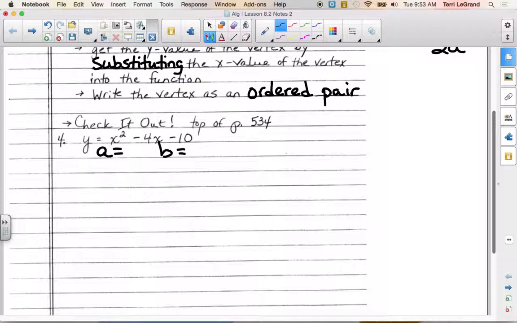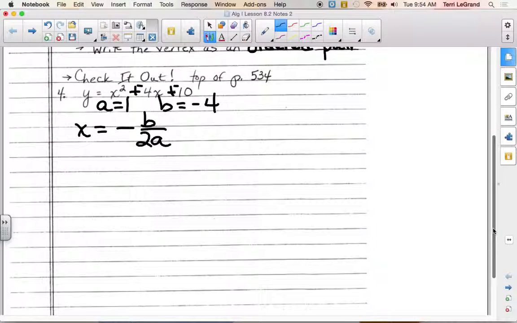What's our A value? 1. And what's our B value? -4. If we change this to add the opposite, we would have a 1 for A and a -4 for B. Now we will substitute into our formula, write it down. Get used to making sure that we get that one memorized every time we write it down.